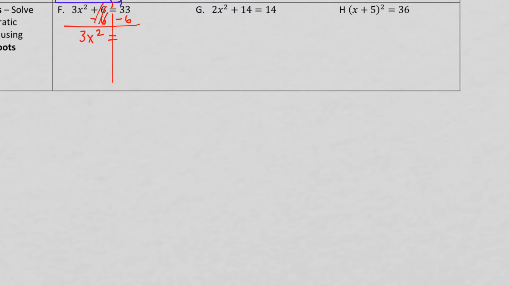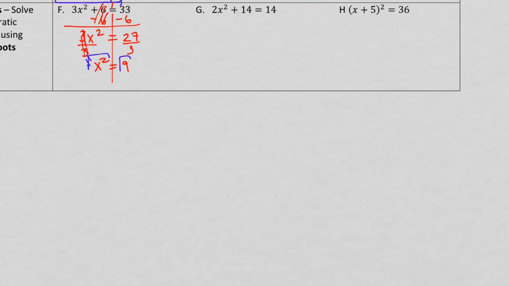equals 33 minus 6 is 27. Next, I divide by 3 to both sides. So that cancels out, and I get x squared equals 27 divided by 3, which is 9. So at this point, I've isolated x squared on one side of the equation. Now I'm going to take the square root. So I'm going to square root both sides.